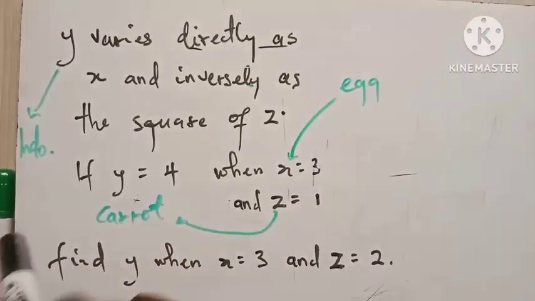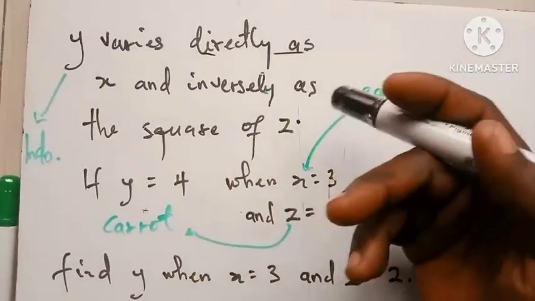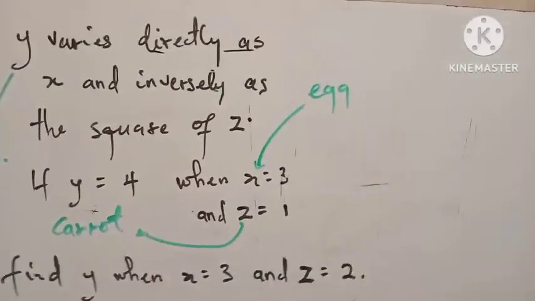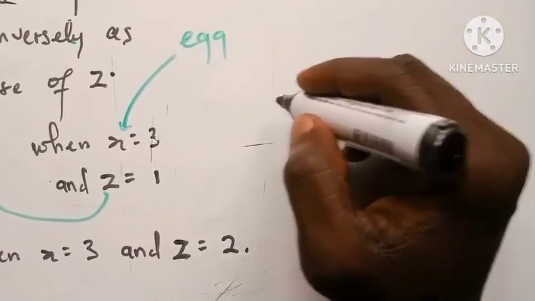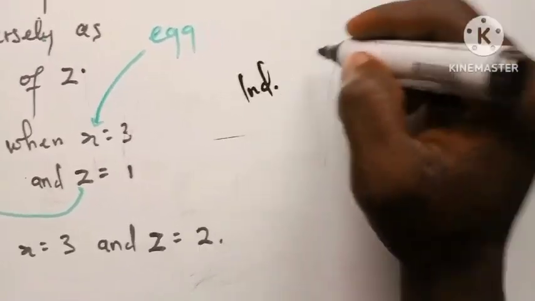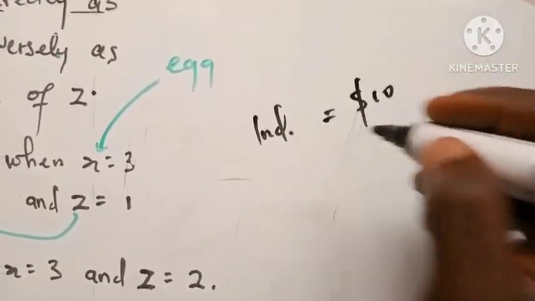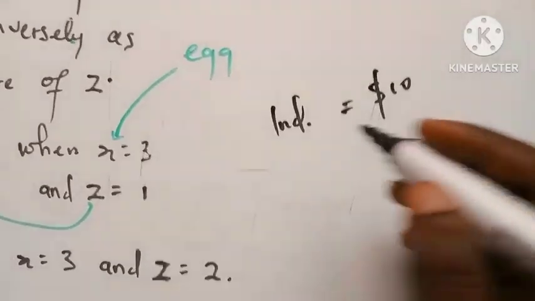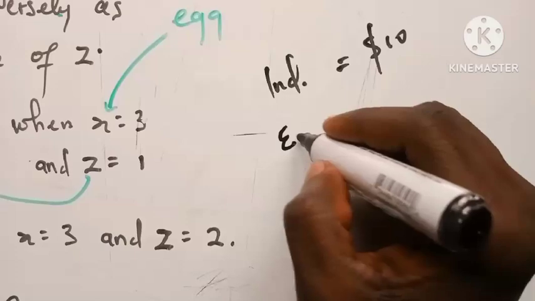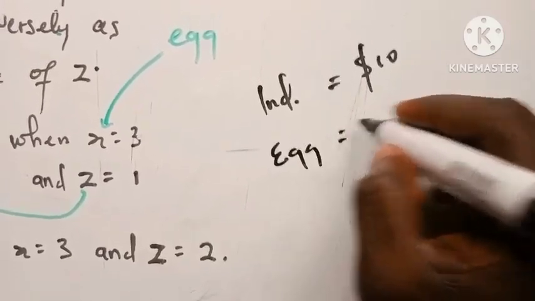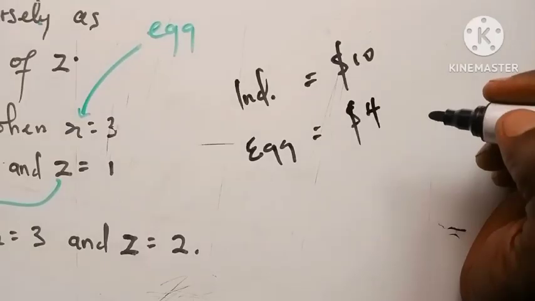Now, if y varies directly as x, what does it mean for y to vary directly as x? There's a simple scenario here, so let me explain this. If the price of an Indomie today is, let's say, $10, whichever currency you are watching, it can be a cedi, pounds, euro, whatever, and the price of this egg here goes for $4.